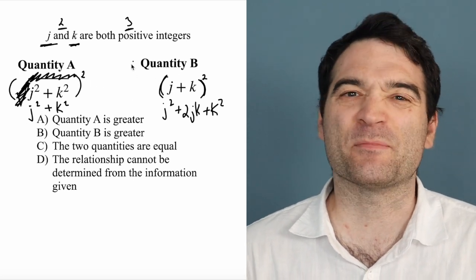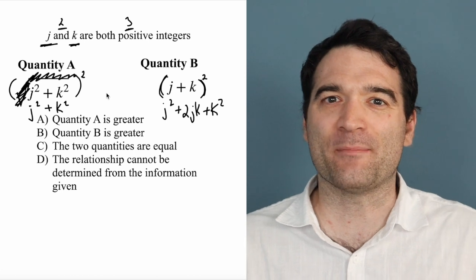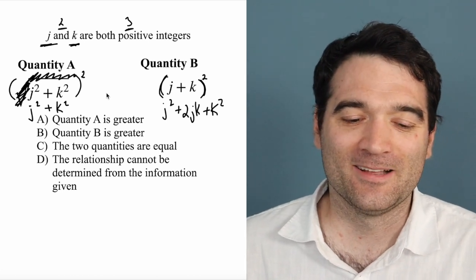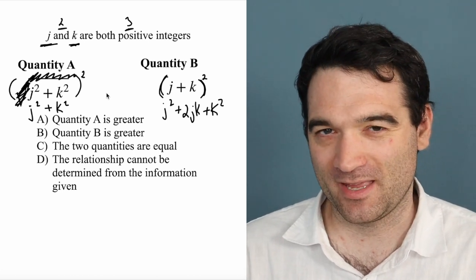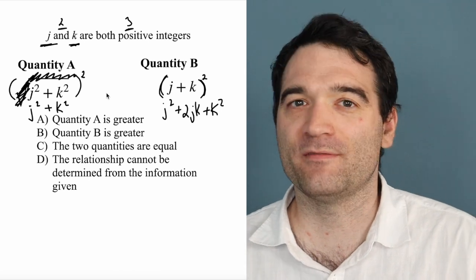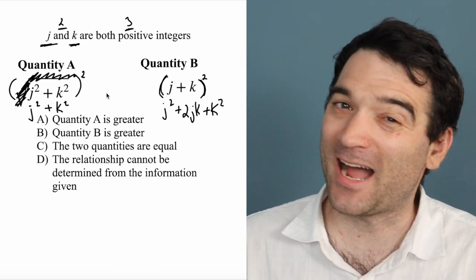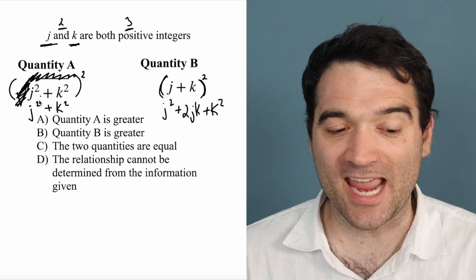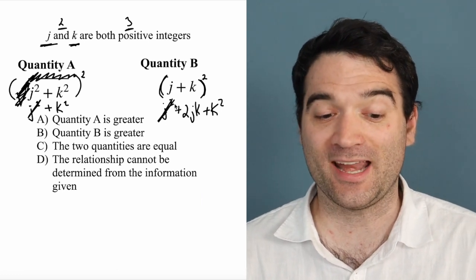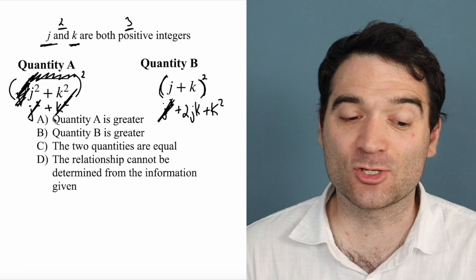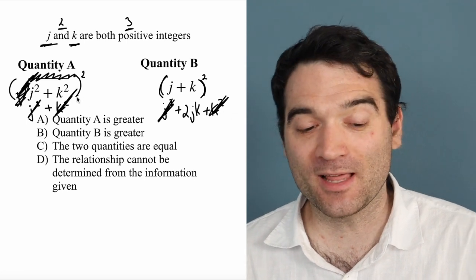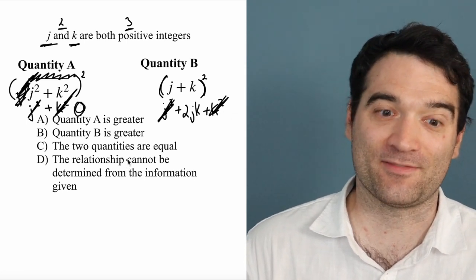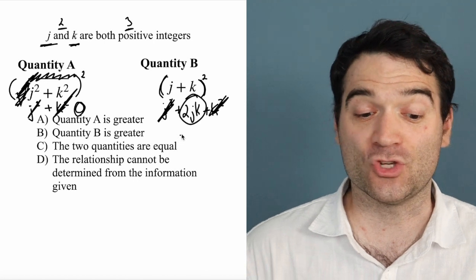Think of this as a balance beam. I'm trying to figure out which side of the balance beam weighs more, right? So here's my next sort of logical step. If I remove equivalent values from both sides of the balance beam, I haven't changed anything, right? What I'm getting at is I could take J squared away from this side and that side. I could take K squared away from this side and that side. And what I'm left with is 0 on this side. I've taken everything off compared to 2JK.